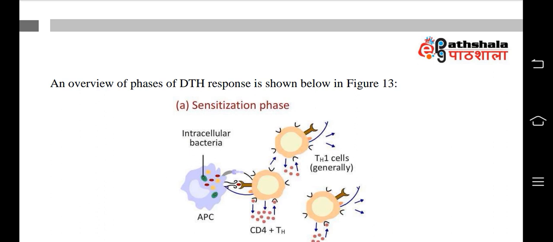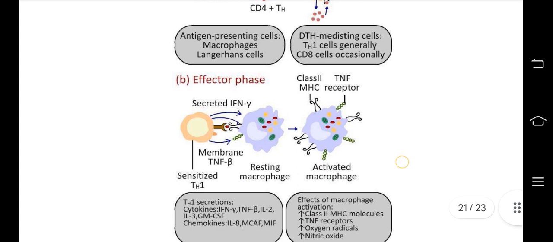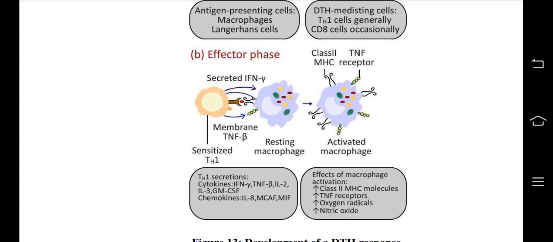Sensitization phase: intracellular bacteria, Th1 cells generally, CD4 plus Th. Antigen presenting cells: macrophages, Langerhans cells. DTH mediating cells: Th1 generally, CD8 cells occasionally. Effector phase: secreted IFN gamma, membrane TNF beta, sensitized Th1, resting macrophage, Th1 secretion of cytokines: IFN gamma, TNF beta, IL2, IL3, GM-CSF, and chemokines: IL8, MCAF, MIF. Effects of macrophage activation: class 2 MHC molecules, TNF receptors, oxygen radicals, nitric oxide.